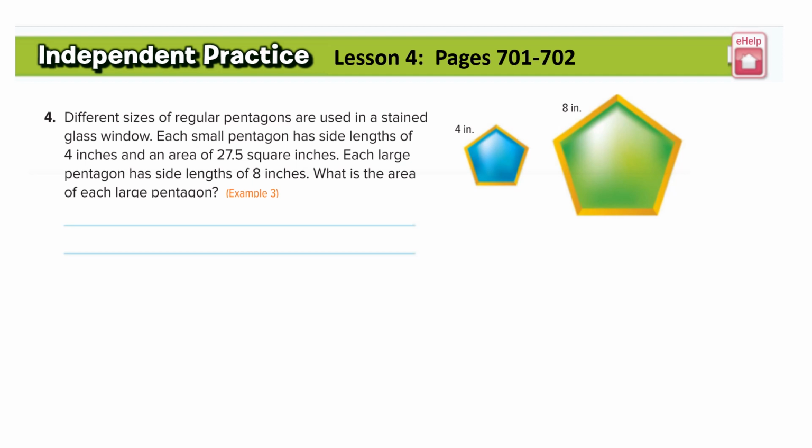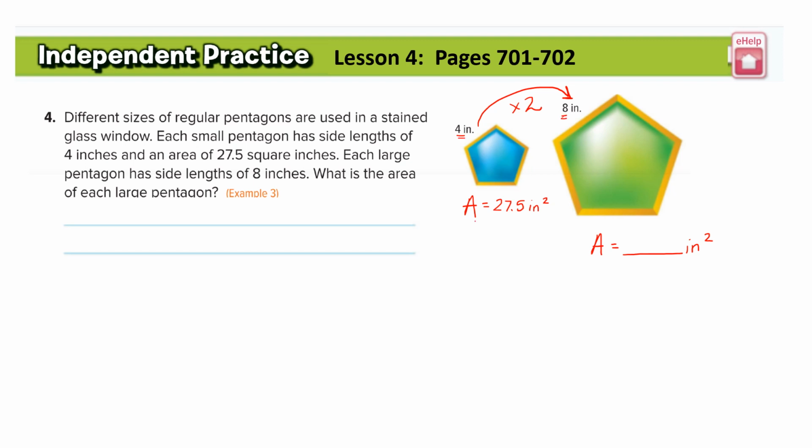So here we have our two pentagons, and we were just told that the area of our smaller pentagon is 27.5 inches squared. And now we have to figure out what the area of our larger green pentagon is. So that's our missing number. Now, our shape is getting larger by a factor of 2. 4 times 2 equals 8.